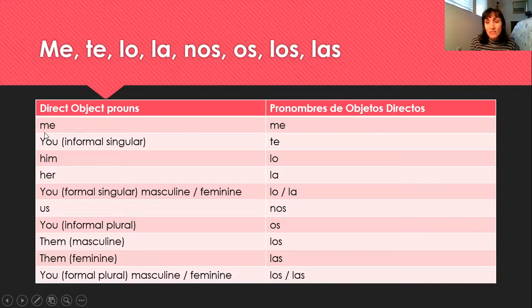So in English, me would be replaced by me. You informal singular would be replaced by te. Him would be lo, her would be la. You formal singular, which is the usted form of you, would be replaced by either lo or la, depending on whether it was masculine or feminine. Nos is for us, os is for y'all, or you, informal plural. Los is for them, masculine or mixed group. Las is for them, feminine. And you could use los or las when you're replacing ustedes, the you, formal plural.